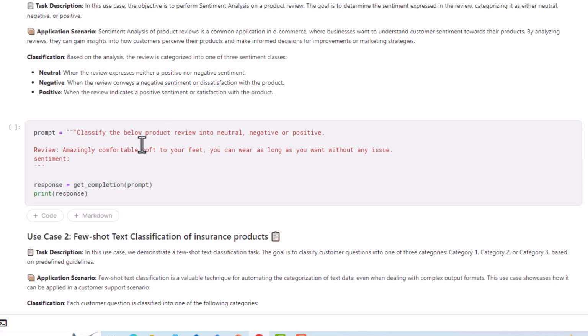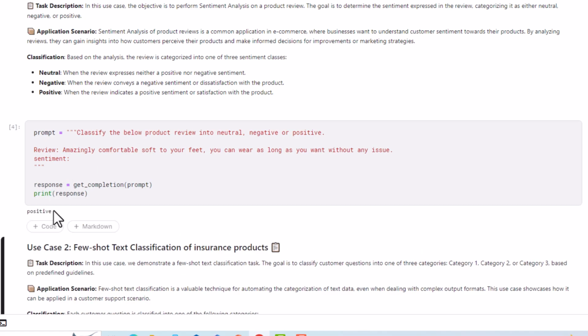So let's look at one such example where we want to classify the product review into either neutral, negative, or positive. So we'll write our review and we'll expect a sentiment from the model. So as we run this prompt, we get a positive response from the model.